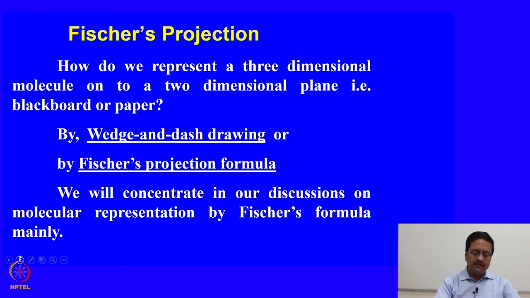We have already learned how to draw the wedge and dash projection. We have also learned the Newman projection and the cyclohexane chair form and boat form, how to draw those and all that. So now in this lecture, we will try to understand how to draw a Fischer's projection. So, we will concentrate in our discussion on molecular representation by Fischer's formula, mainly in the next part of this course.